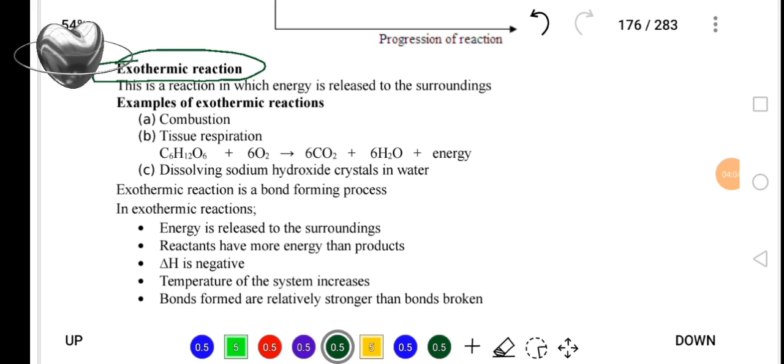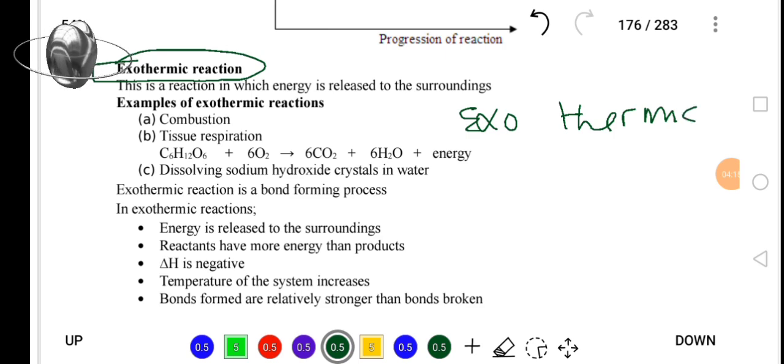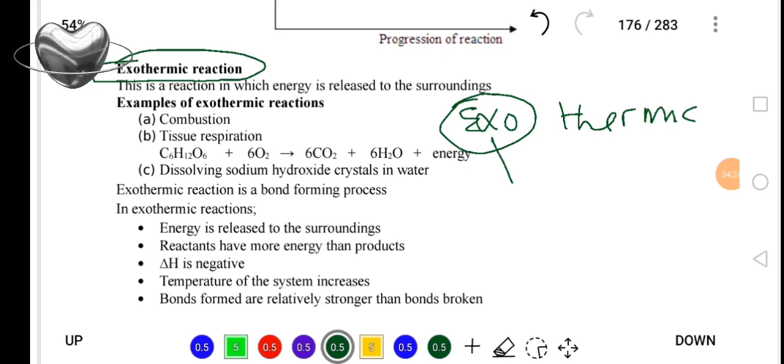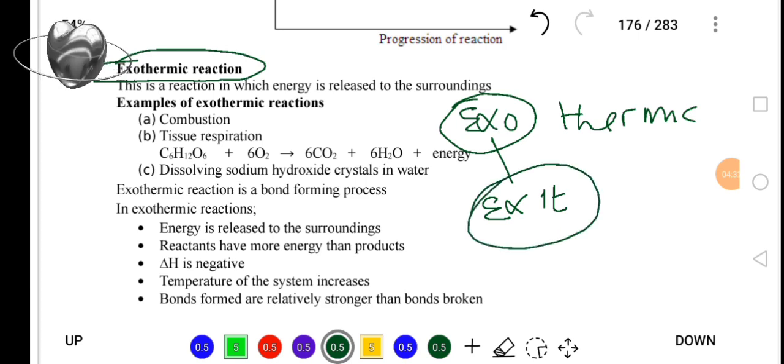So I am going to write this word here, exo, and then we have thermic. Exo is having this EX, which can be completed to be exit. Now, exit talks about the point at which something is going out. So when we say exo, it means something is going out.